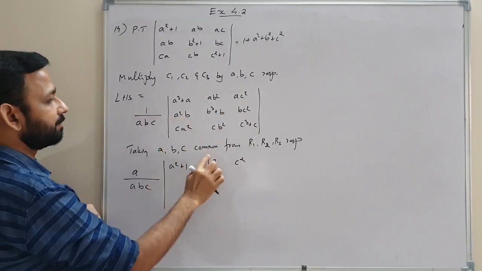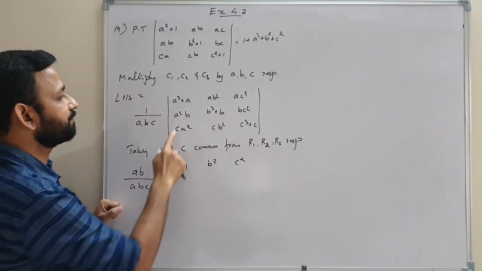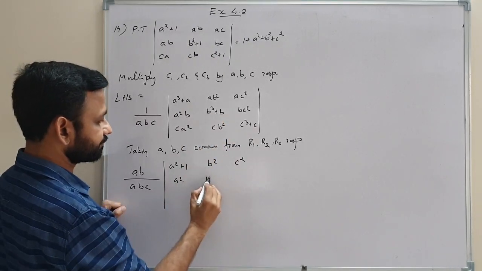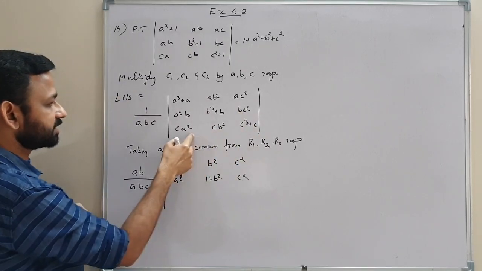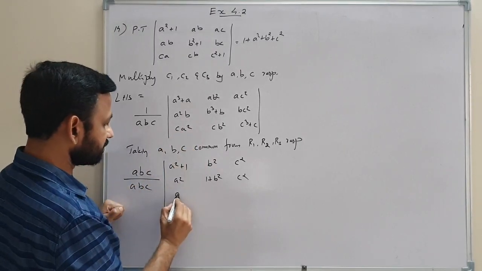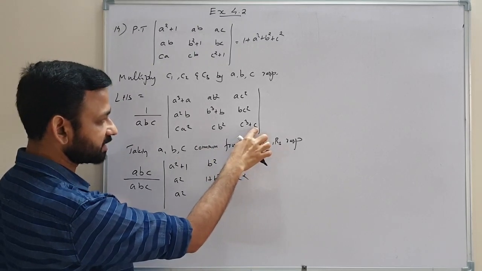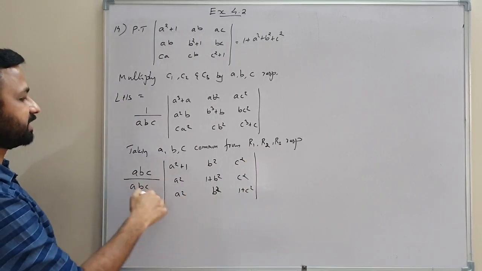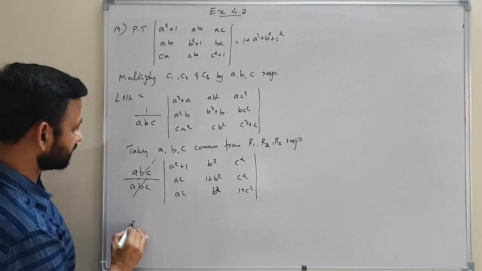Now we are going to take B outside from R2. So when we take B outside, B in the numerator, B outside A square, B outside 1 plus B square, B outside C square. Taking C outside from R3, so C will be here, and A square, C outside B square, C outside 1 plus C square. That is the determinant. Now ABC cancelled.